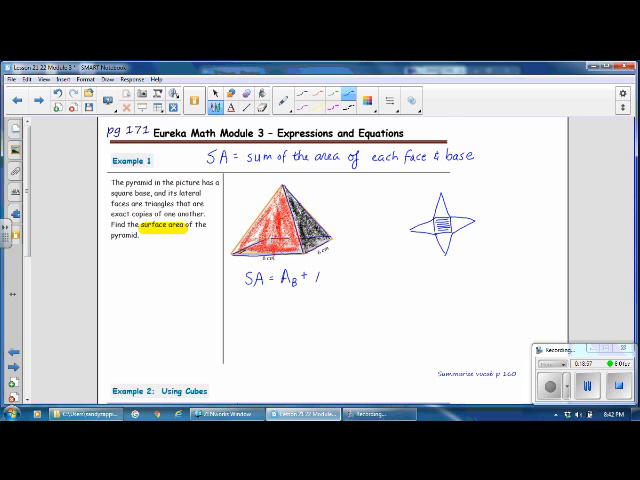So our strategy for surface area is going to be finding the area of the base and then adding to it the area of the triangles, and there are 4 of them. So we'll write that as 4 times the area of the triangles. And we know that the area of the base is a square, and the lateral faces are triangles. So the formula for a square is length times width, or side squared. And we know the area of a triangle is 1/2 times base times height, and there are 4 of them.